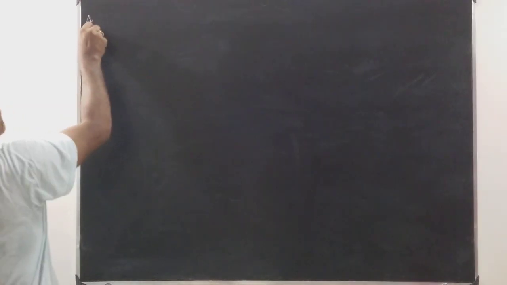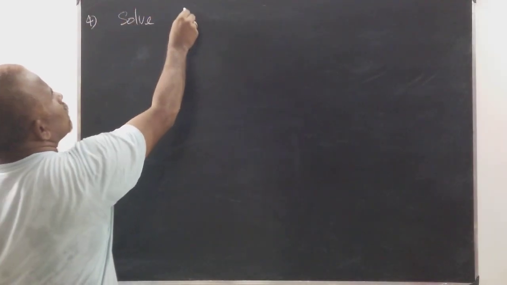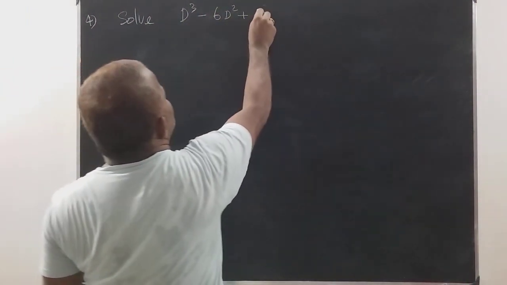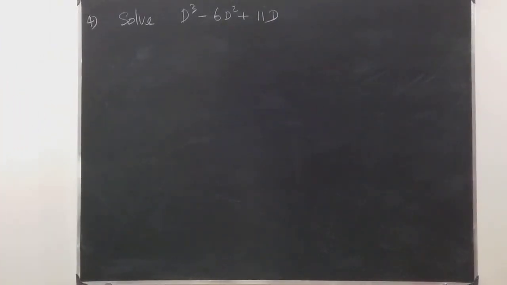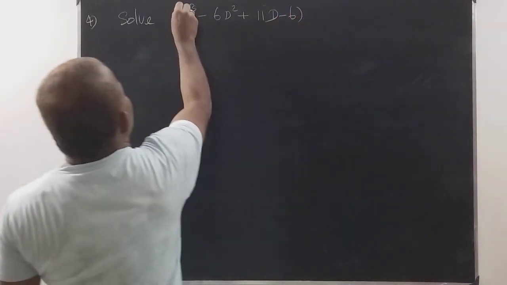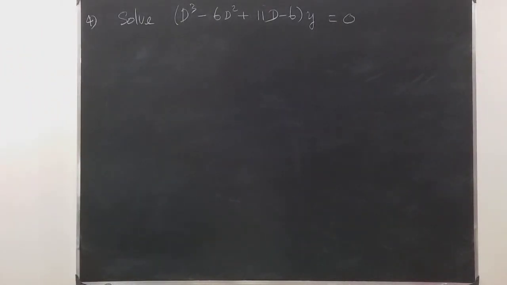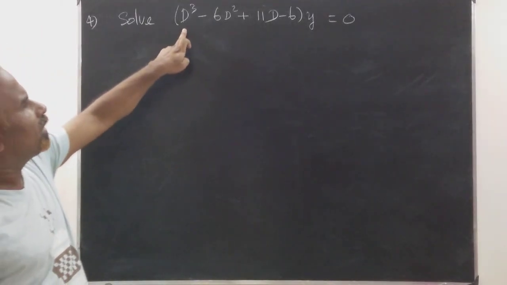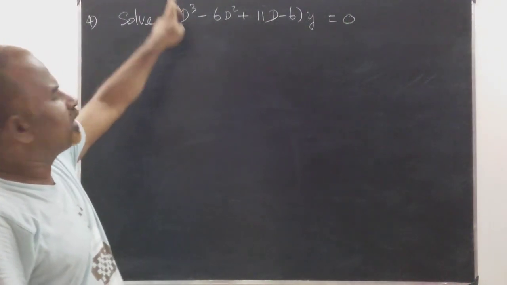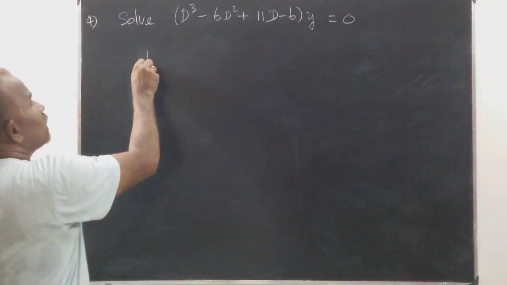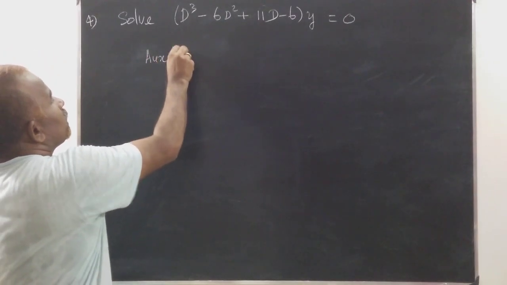The problem number 4 is solve d cube minus 6d square plus 11d minus 6 into y is equal to 0. So far we have seen differential equations with degree 2. Here the degree is 3. Okay. So therefore what we do, the same thing, we have to find the auxiliary equation.